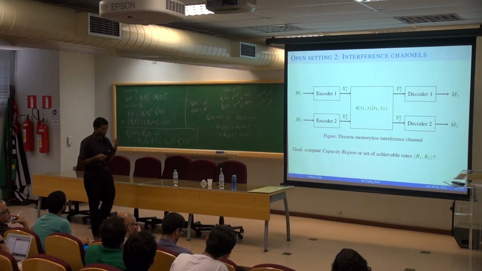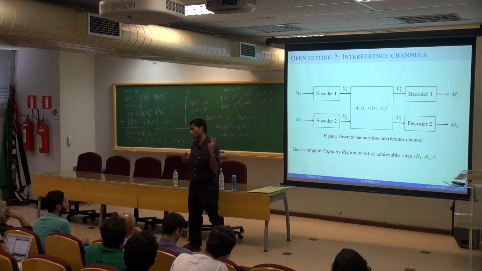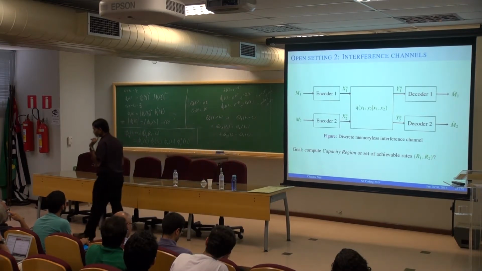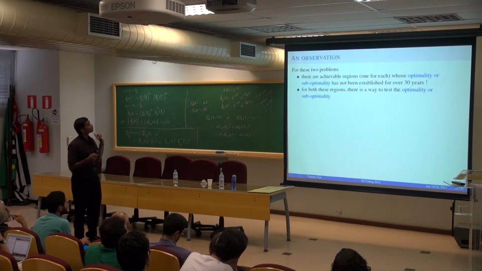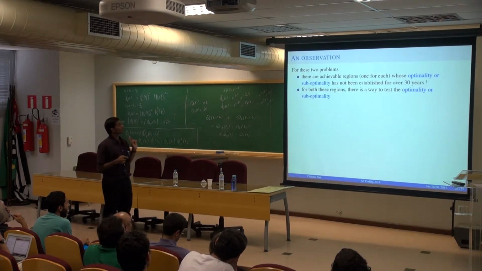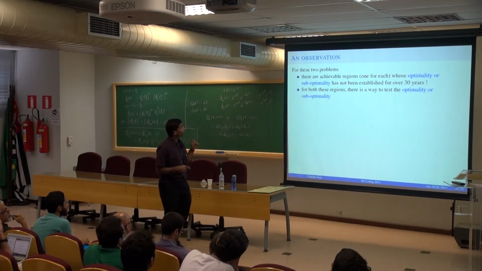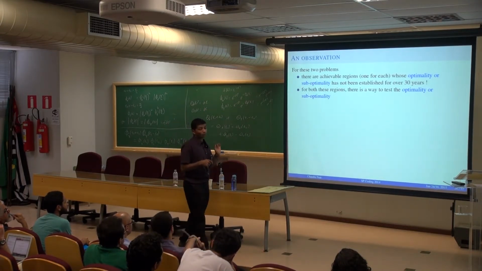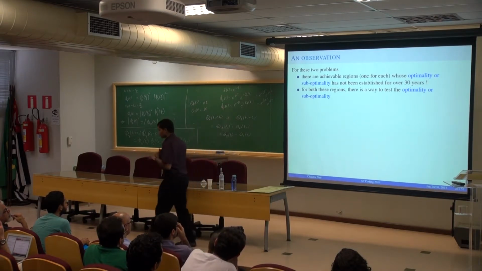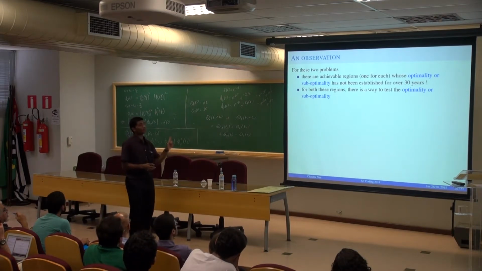Okay, these are two open settings. But I also like these two open settings. I got interested in a lot of this topic because, A, these problems are open, but also because there's something very, very nice about these problems for me. For these two problems, there are achievable regions, one for each: one by Martin, who got a Chandra Nair award, I think a couple of years ago, and one by Han and Kobayashi, whose optimality or suboptimality had not been established for over 30 years. So you had a region which in principle could have been the capacity. People didn't know whether it's capacity or not.